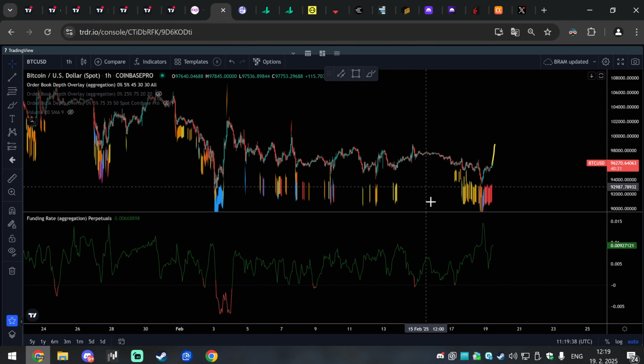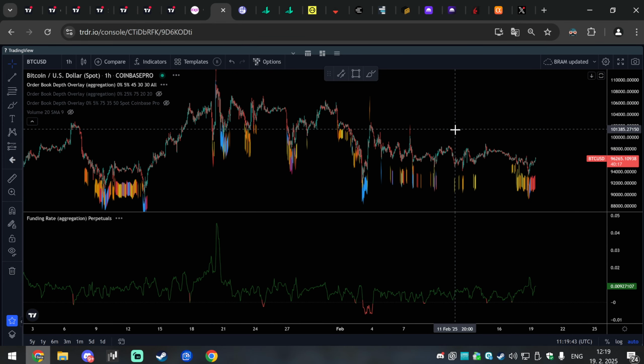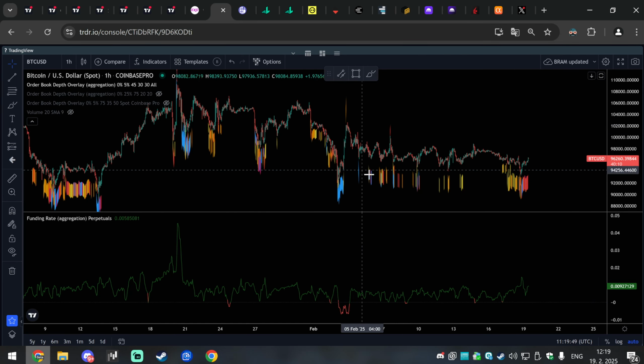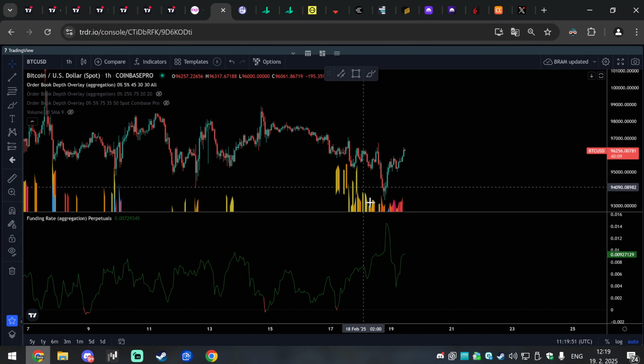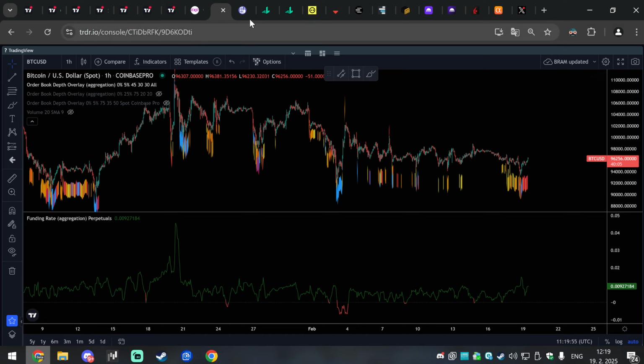Funding rate, I expect. Okay, it's pretty healthy. It's not a problem these days. All we want is for Bitcoin to get into negative funding rates. Those are the best longs opportunities at the bottom of the range, which we didn't get otherwise.